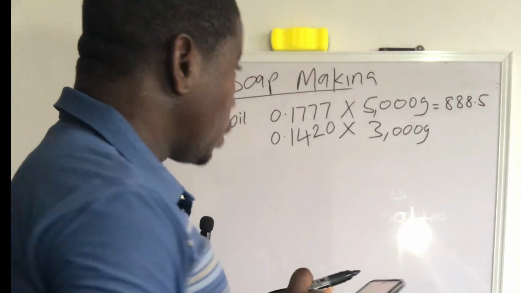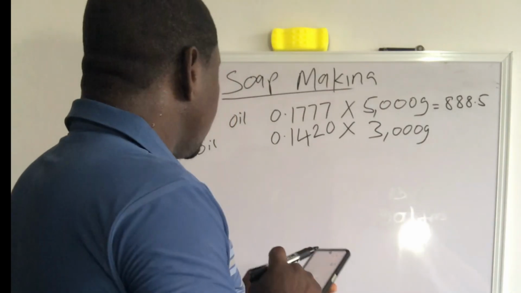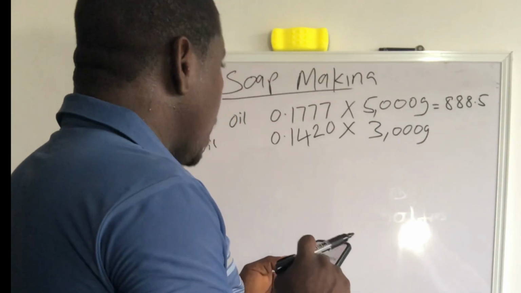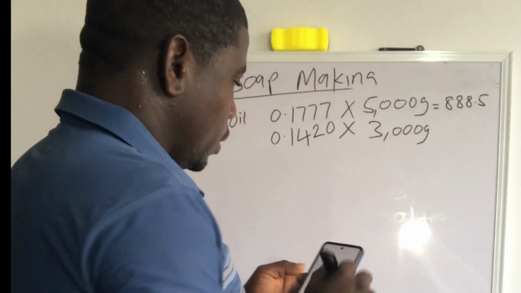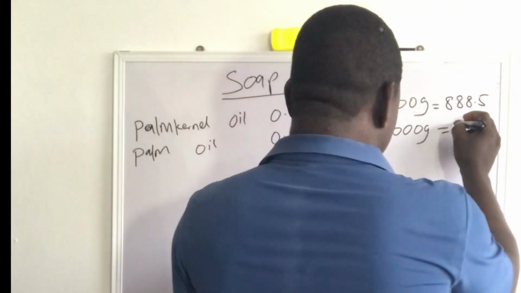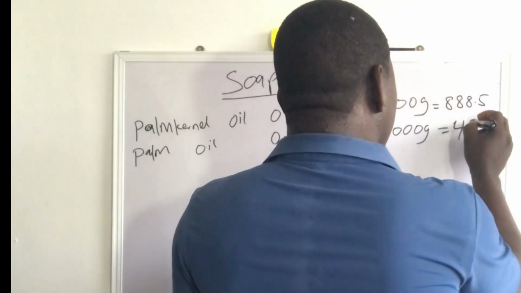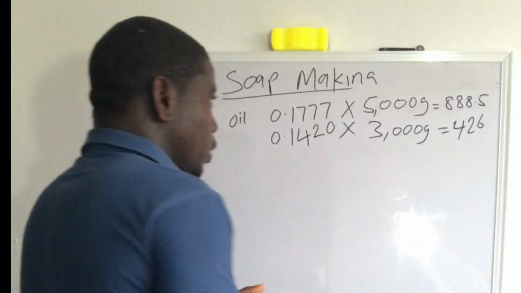Let's add up the second one. 0.1420 times 3,000 equals 426.